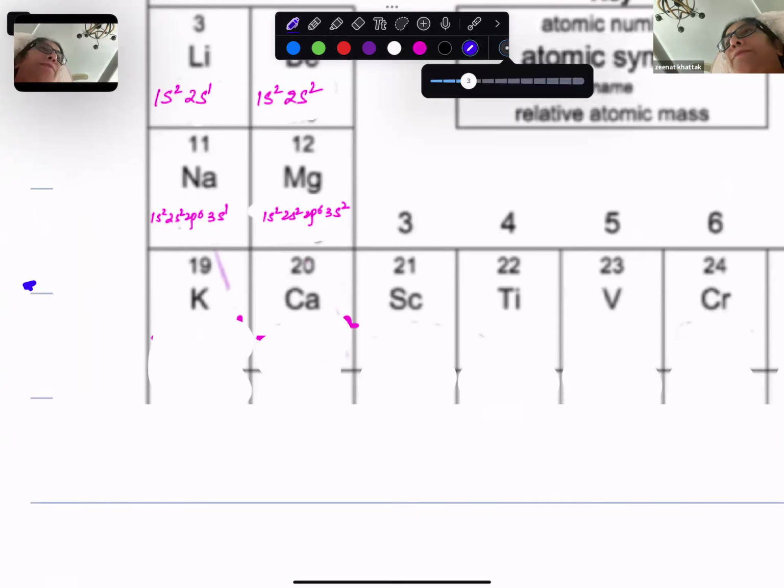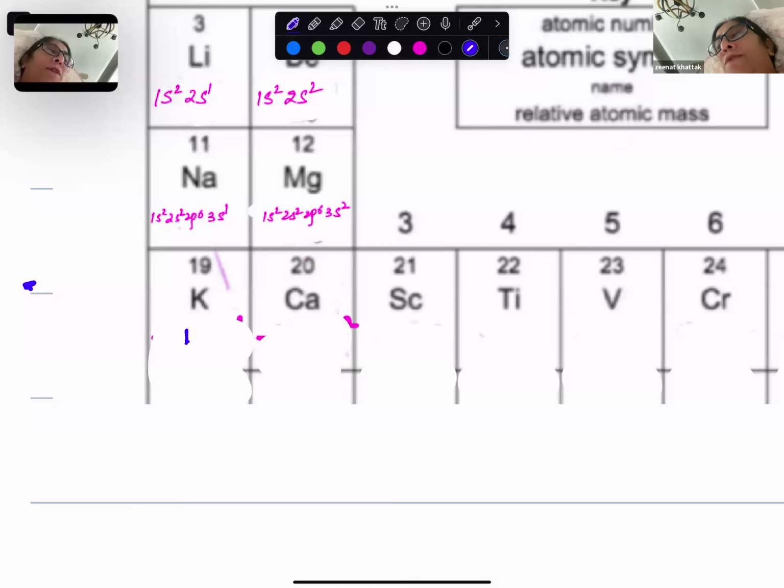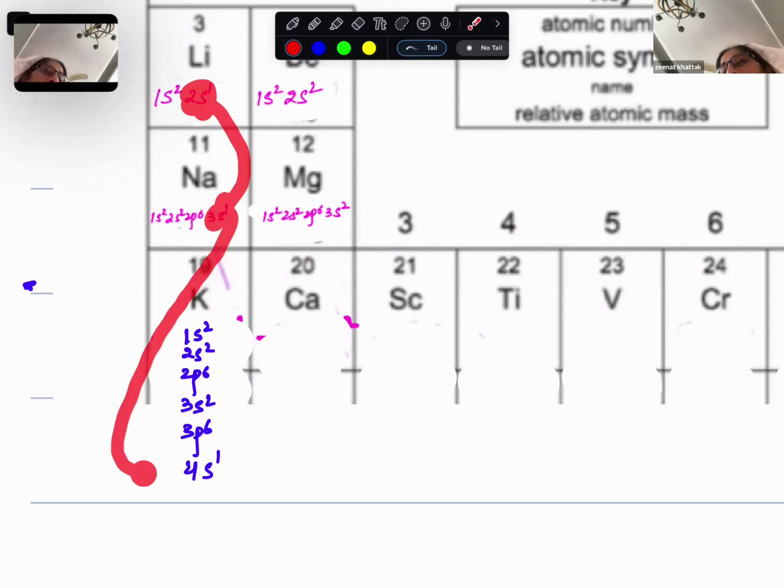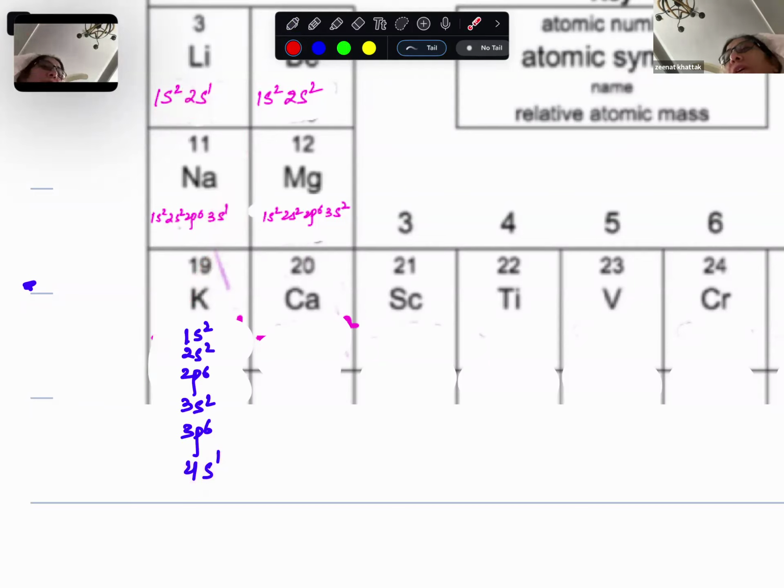Potassium. It's what? 1s2, 2s2, 2p6, 3s2, 3p6. And after 3p6, the electrons will go in what? 4s. So it becomes 4s1. So look, it's 2s1, 3s1, and now it's 4s1.